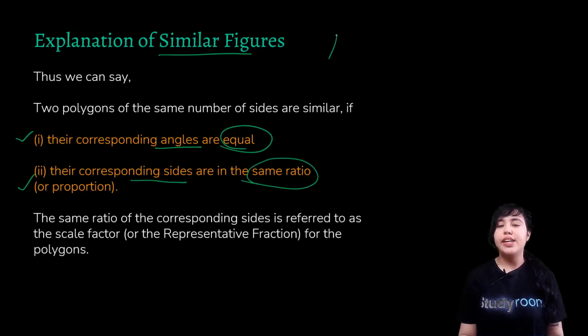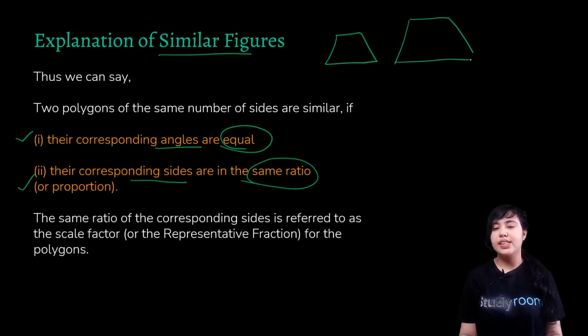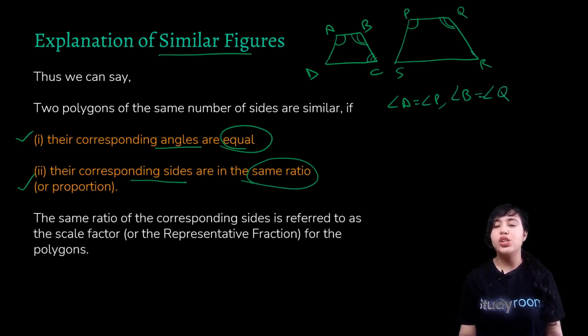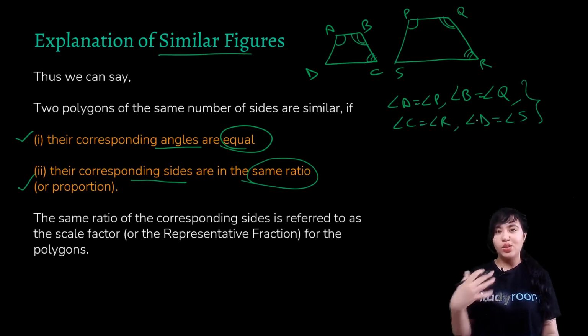So for instance, if I take the same two quadrilaterals, let me call this ABCD and this PQRS. I am saying that the corresponding angles should be equal. So angle A should be equal to angle P, angle B should be equal to angle Q, angle C should be equal to angle R, and angle D should be equal to angle S. The corresponding angles should be equal. That is what we mean by that.